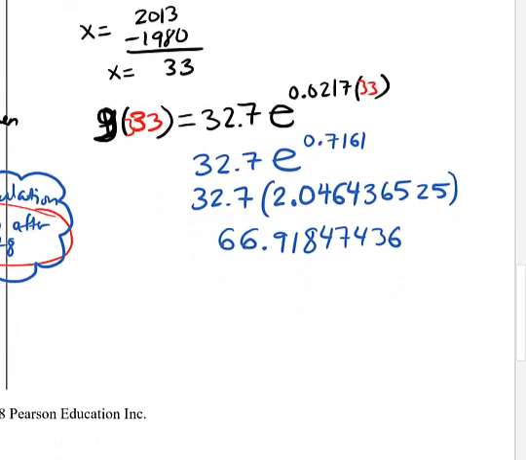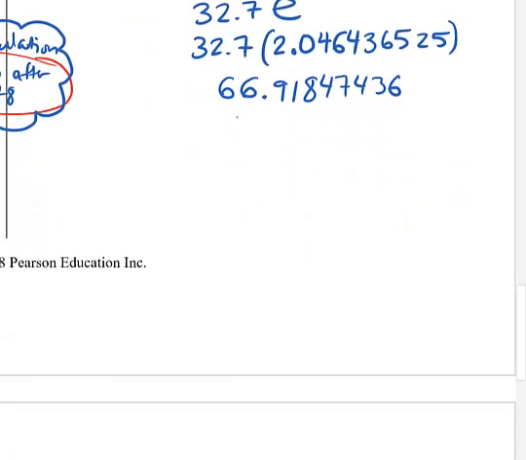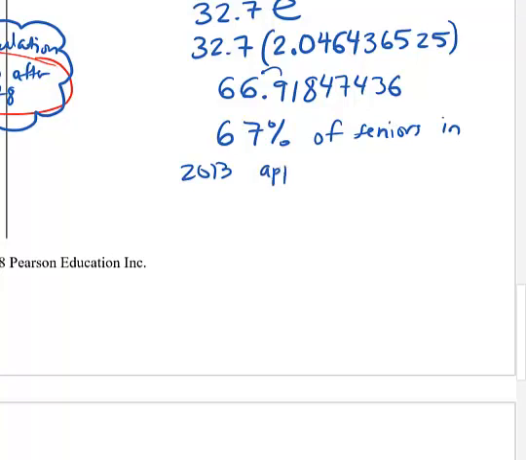Because they didn't say where to round, I'm going to think about the context of the problem. This is supposed to represent a percentage, so maybe I'll round to the nearest whole number. That 9 should round it up to 67. That means 67% of seniors in the year 2013 applied to more than 3 colleges, because that's what g of x represented.